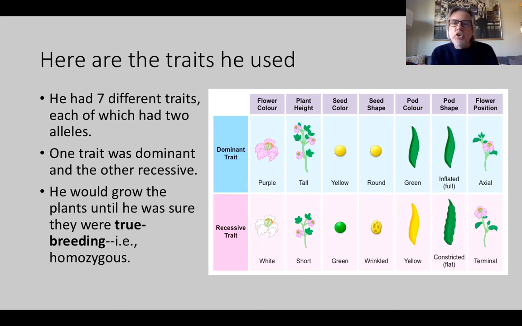And each of them had 2 alleles. One was a dominant allele and one was a recessive allele. What he would do is he would grow populations with each of these traits until he was sure that that population was true breeding. And what that meant is if he crossed any 2 with each other, he would always get offspring that had the same traits, so they bred true. And what we now know that means is that the plants were homozygous, whether they were purple flowered and homozygous dominant or white flowered and homozygous recessive.